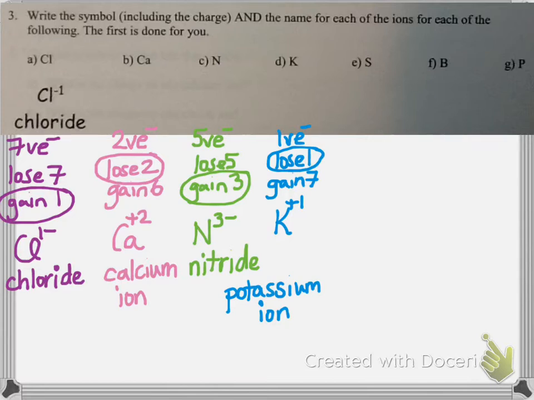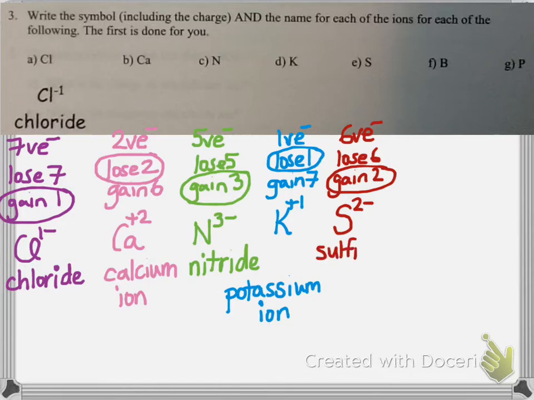Next we have sulfur. Sulfur is in group 6A, so it has 6 valence electrons. Its choices would be to lose those 6 to be like neon, or to gain 2 to be like argon. It's going to gain 2 because that's the smaller number. So it's going to be sulfur with a -2 charge. Because it has a -2 charge, it's going to have that "ide" ending, so it is sulfide.